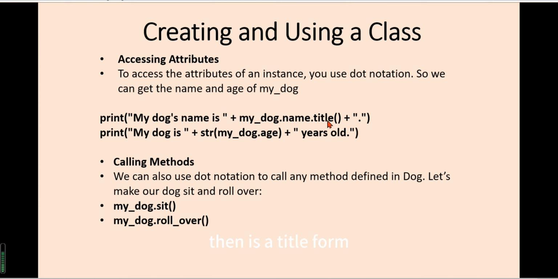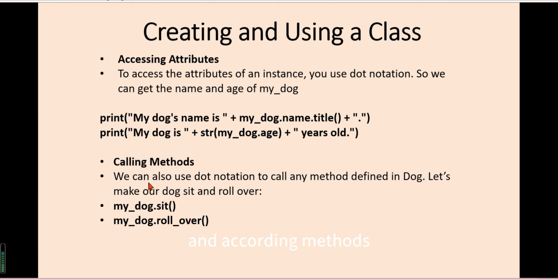Then in title form, so we can print my dog's name is, which name? My dog's age. How old? For the age value, dot notation, then str to transform it to the string type. For example, 6 years old.